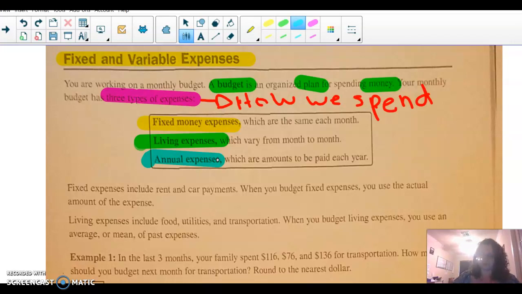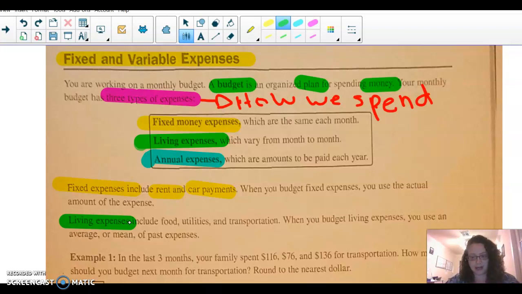Okay, so if you look here, it has more examples. Again, fixed expenses are going to be things like rent and car payments. They are going to be the same in each month. So when you budget those, you actually use the amount of the expense. And then they have examples of living expenses: food, utilities, which are like water and electric, and transportation, so how much gas you put in your car. Those expenses change every month depending on how much you use.